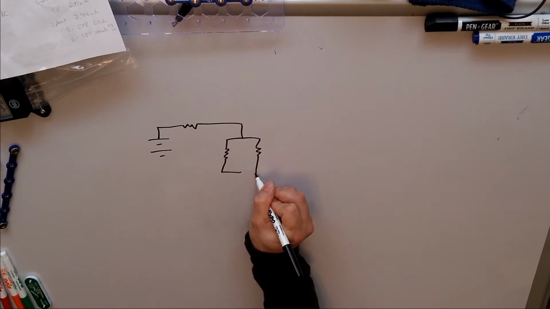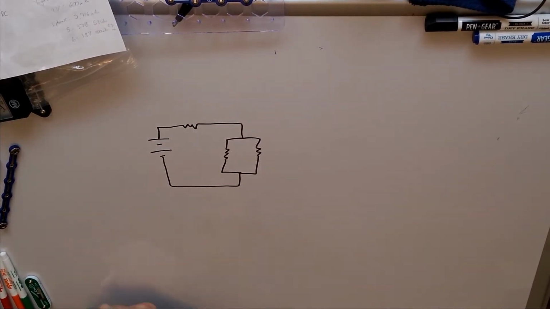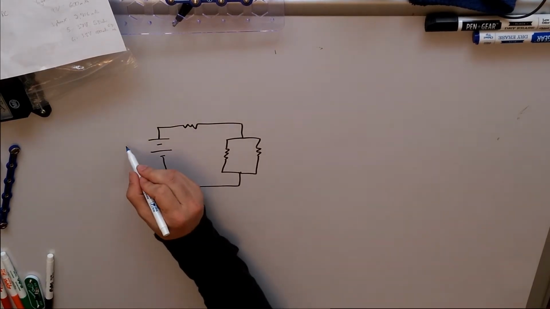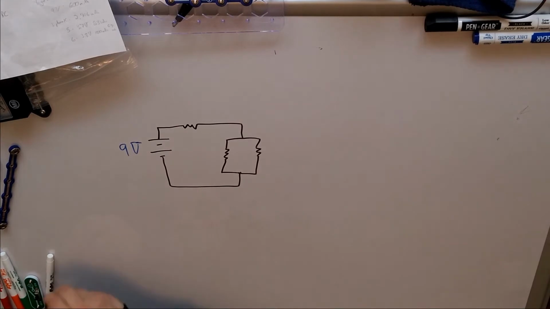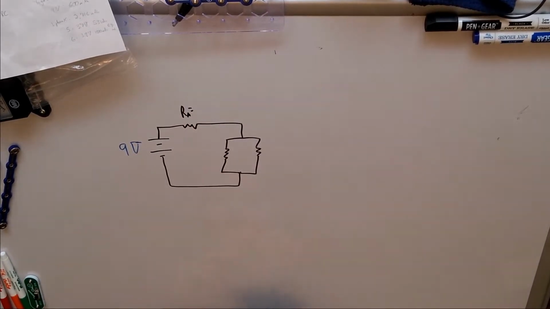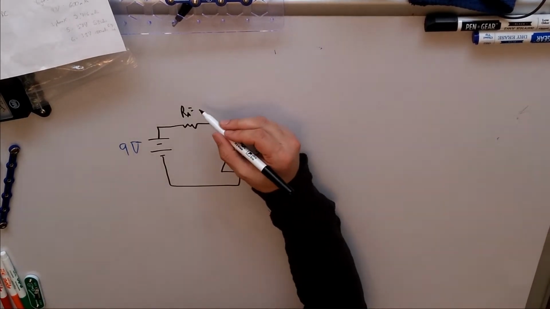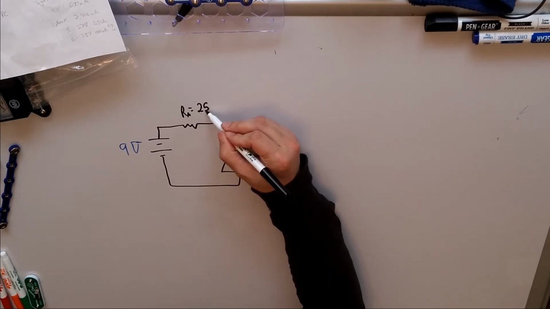We're going to start off with a relatively simple one. I'm going to have 3 resistors total. And I'm going to give you the following information. I'm going to hook this up with, let's say, a 9-volt battery. And let's call this one resistor A. And resistor A is going to have a value of, let's go 25 ohms.